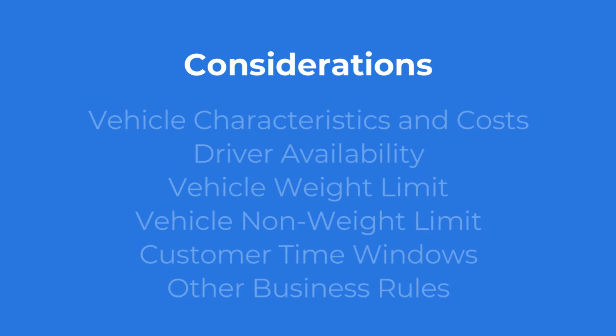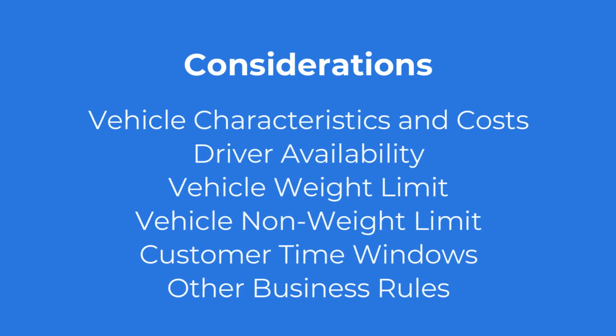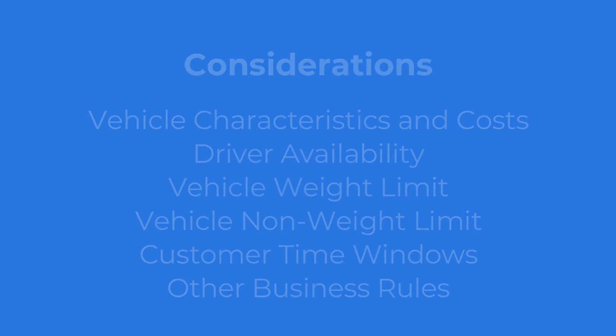Using strategic movements. When assigning the shipment of physical goods, there are several points to consider: vehicle characteristics and costs, driver availability, vehicle weight limit, vehicle non-weight limit, customer time windows, and other business rules. Before I demo the actual process, let's look at each of these considerations.